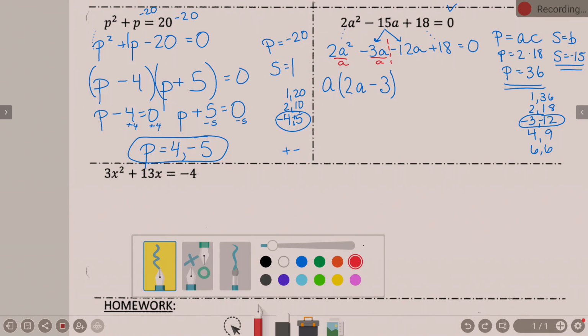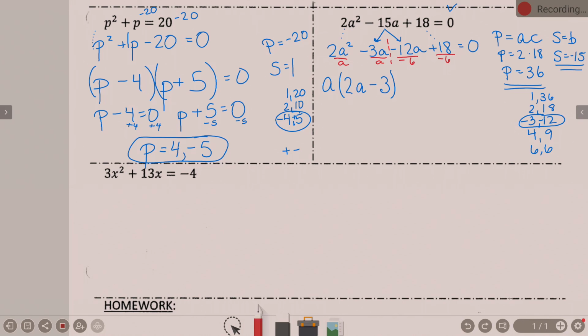Repeat the process. Minus 12a plus 18. What do 12 and 18 have in common? Go bigger. 6. Now notice that 12a is actually a minus 12a, so when we factor out the 6, we actually need to factor out a negative 6. So we're going to be dividing both pieces by negative 6.